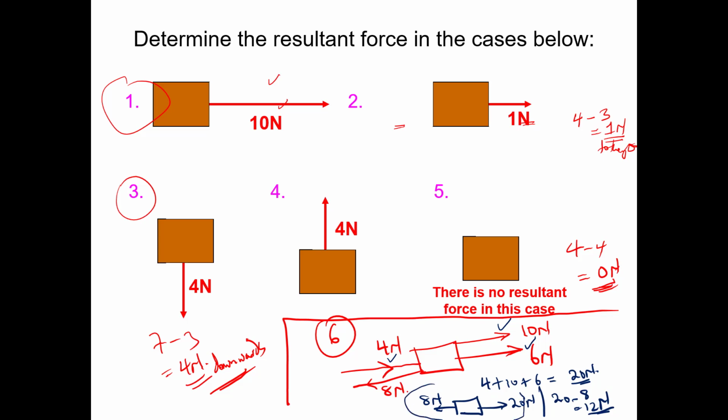Or in case you don't want, then you can still leave it out and simply say that we have 4 plus 10 plus 6 then minus 8 and get the answer straight away. That is very nice. So in other words, all these examples are for forces acting in one plane, on one line, for example, either vertically or horizontally.